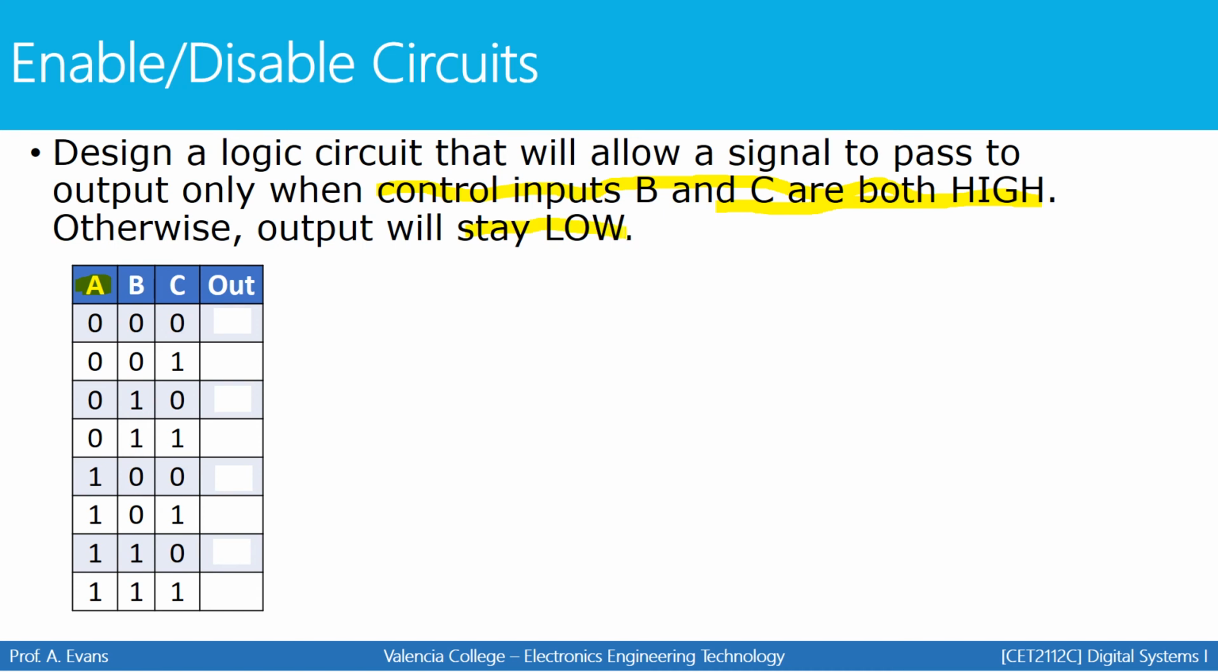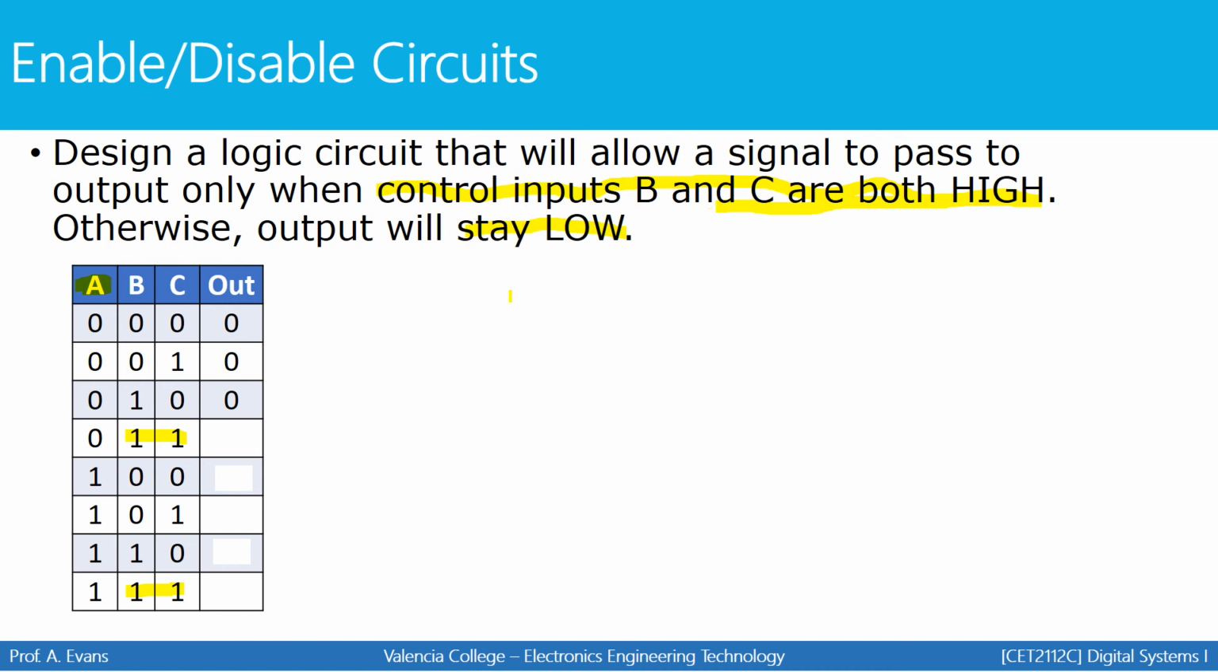We're going to use this problem description to first set up the truth table for this circuit. So we know that when control inputs B and C are both high, that would be here and here. Those are the times where the input signal A is going to pass to the output. If B and C are both not high, the output will stay low. So, for the first 3 rows of your truth table, the output has to be low because B and C have not met the condition.